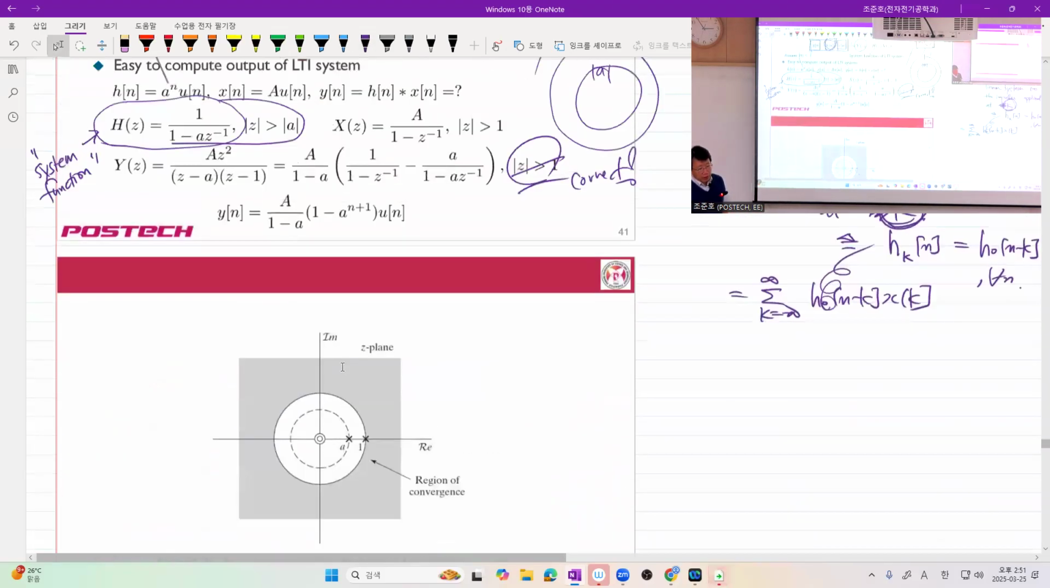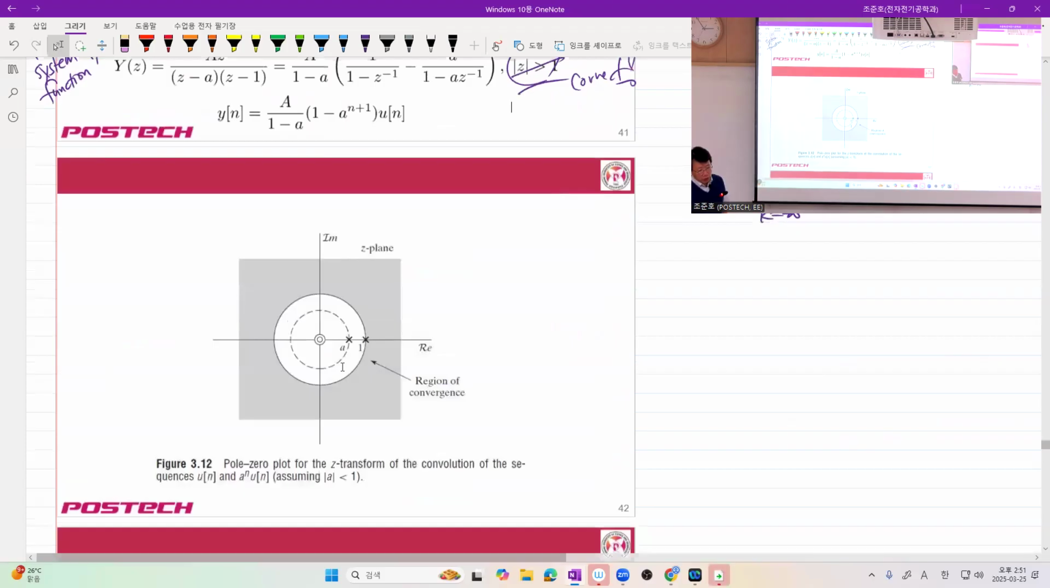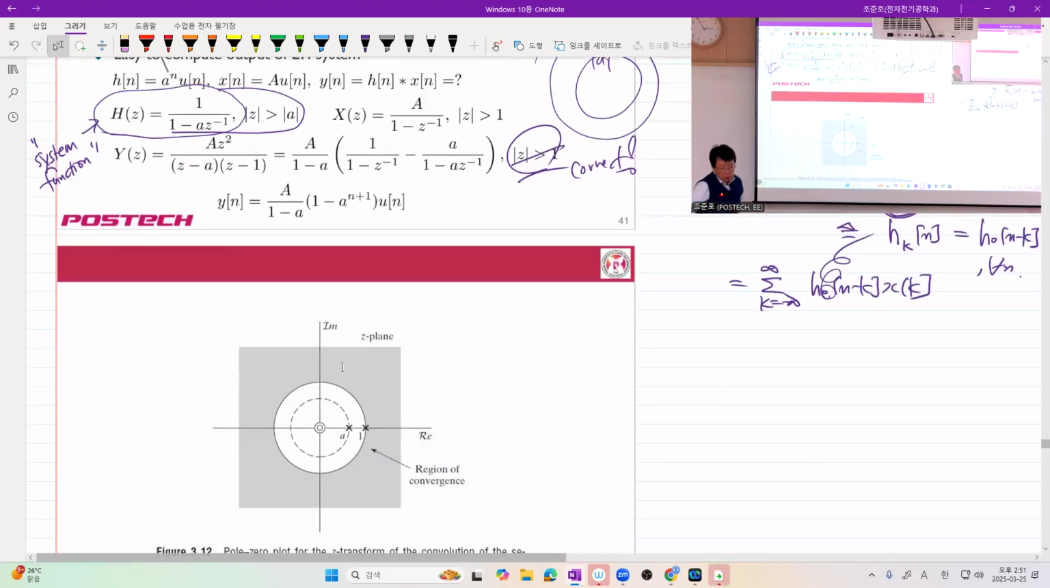And if we plot the pole-zero diagram or pole-zero plot of the output, we have to work with that one, where how many zeros at the origin? 2 zeros. How many poles? 2 poles, at A and 1. So we have A, in this case assumed a positive real number, and 1. And this is the region of convergence of the output signal.